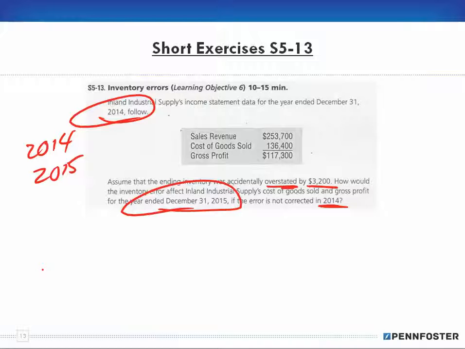So rewind the video, and like I said, if you didn't understand 5-12, you can watch it again, and that also helps you with problem 5-13. Right, so I only have 2 more problems left here, short exercises 14 and 15, and I'll cover those in the next video.